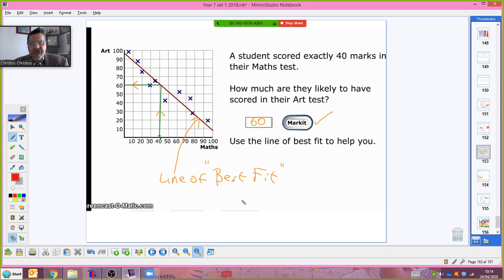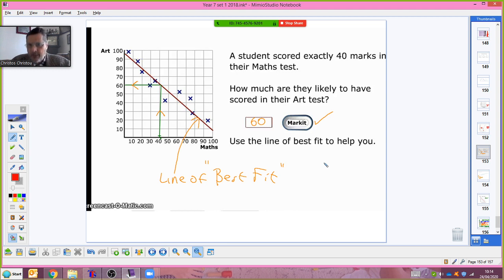And then it says a student scored exactly 40 marks in their maths test. How much are they likely to have scored in their art test? So again, the line of best fit is drawn. I went 40 up, hit the line and turned left. I put 60 in the box and I clicked mark it and I got it right. Is that okay?